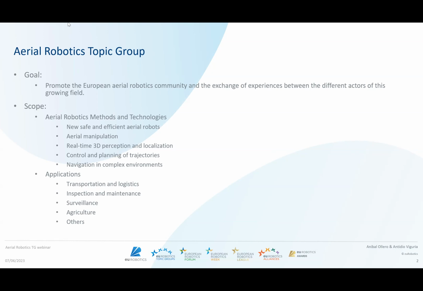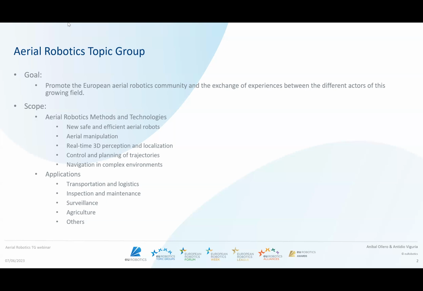We always have this new field of aerial manipulation, but real-time 3D perception and localization is a hot topic with many people interested in these activities. Then the control and planning of trajectories is also very relevant, and navigation in complex environments takes more and more attention. So these are topics that are related to research, but also to innovation.